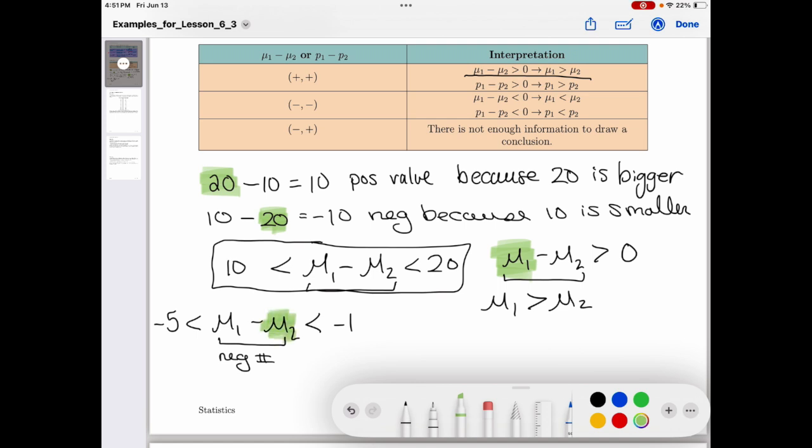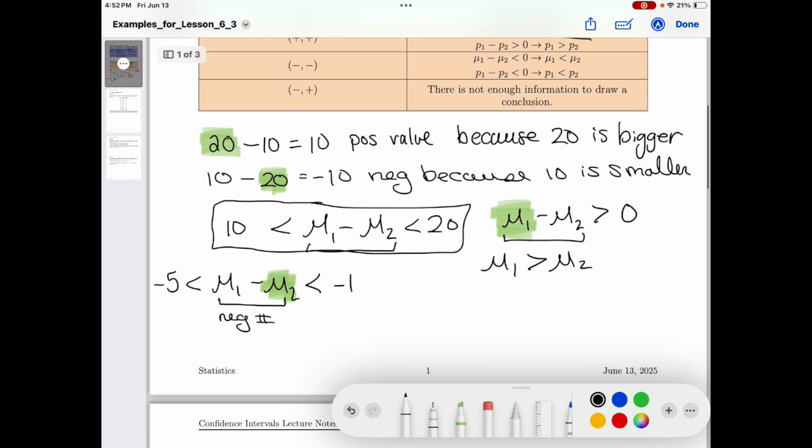Because if mu1 minus mu2 is negative, then you're taking a smaller number minus the larger number to get a negative number. So in this case, we would say mu2 is greater than mu1.